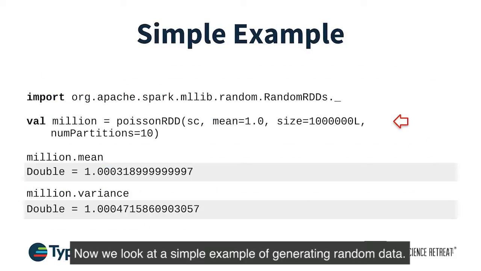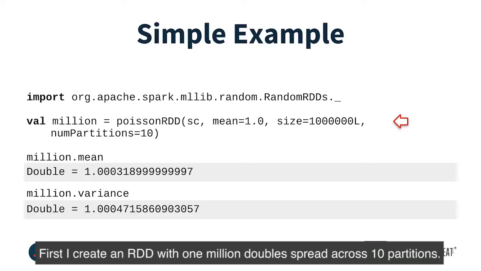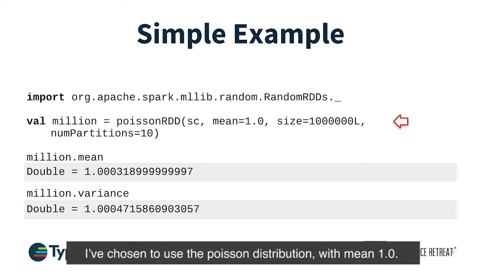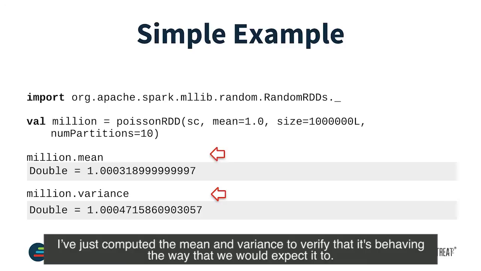Now we look at a simple example of generating some random data. First, I create an RDD with 1 million doubles spread across 10 partitions. I've chosen to use the Poisson distribution with mean 1. I've just computed the mean and variance to verify that it's behaving the way that we would expect it to.